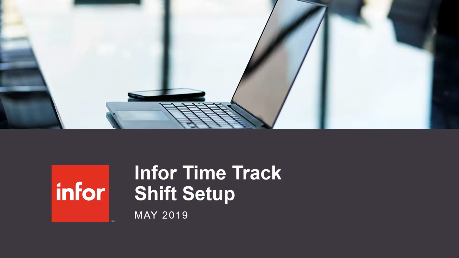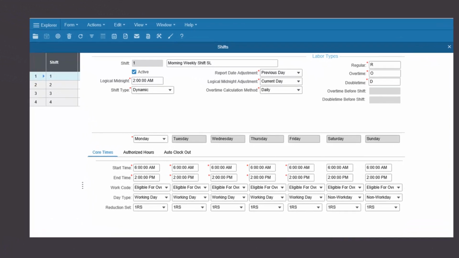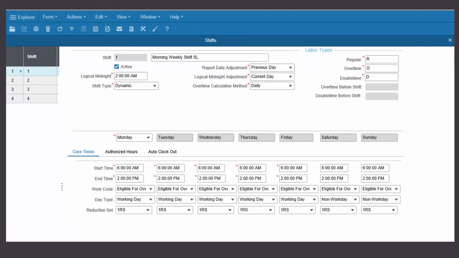Shifts are used in Time Track to control the attendance rules which employees are supposed to adhere to. To open the shift form, select the shift icon from the administrator homepage. To create a new shift, select the new icon from the icon ribbon.